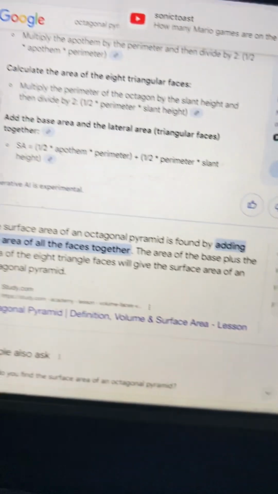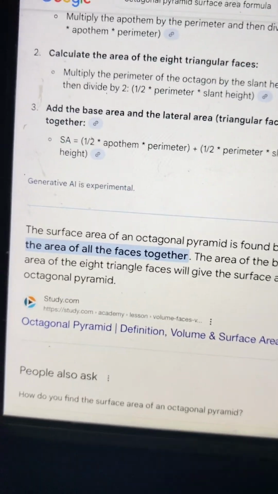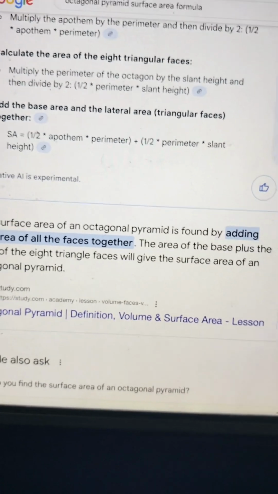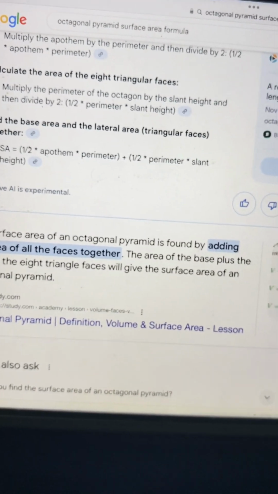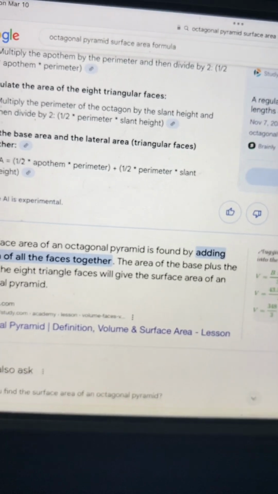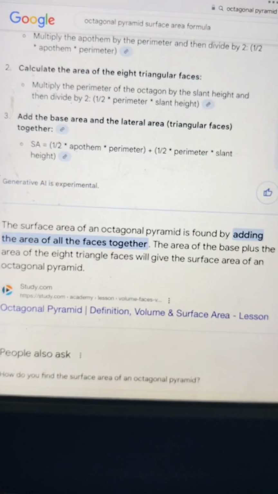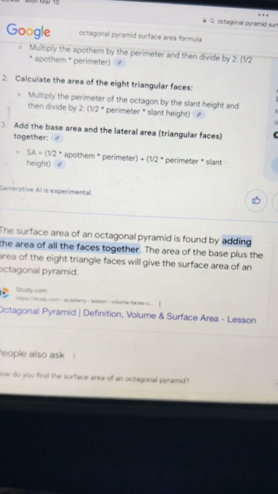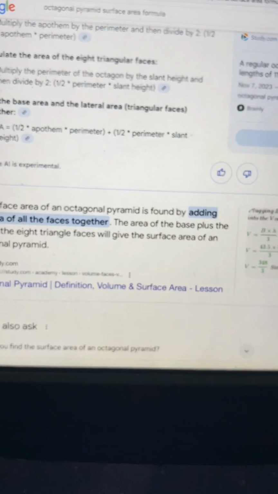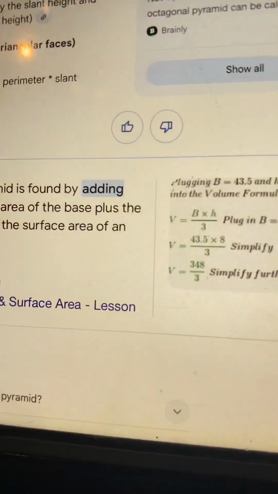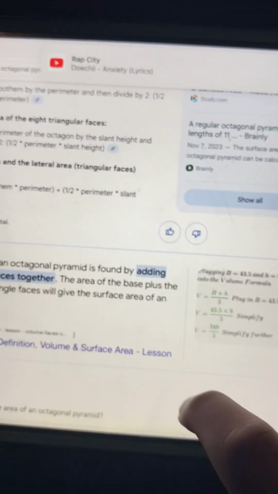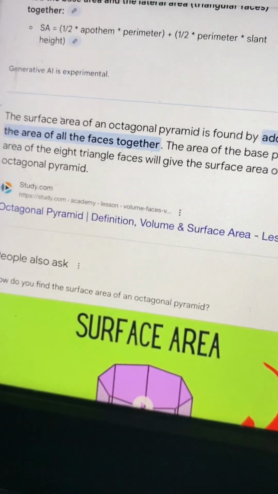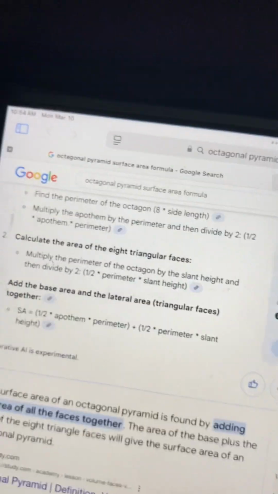However, there is another, easier way. The surface area of an octagonal pyramid could also be found by adding the area of all the faces together. This is because the area of the base plus the area of the 8 triangle faces will give the total surface area of the shape. So, yes, this is an octagonal pyramid, a pyramid with an octagonal base. Very, very simple over here.